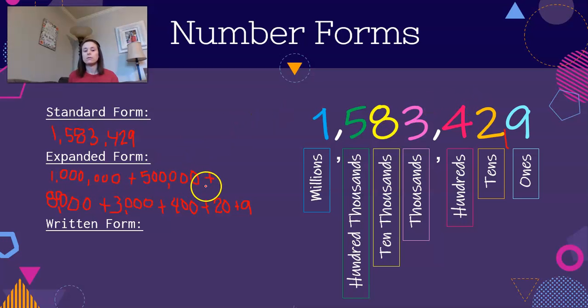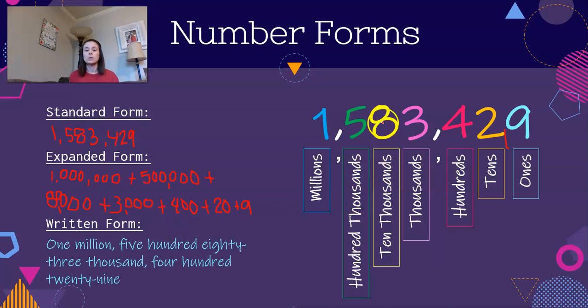That's my expanded form. Okay, and then my written form is where I write the words for how I say this number. So it becomes one million, five hundred eighty-three thousand, four hundred twenty-nine. So I'm literally writing the words for how I say the number.